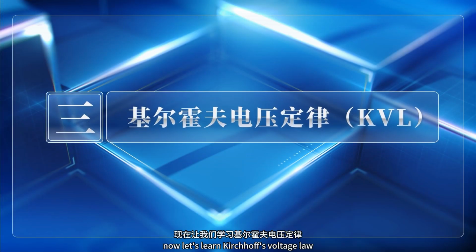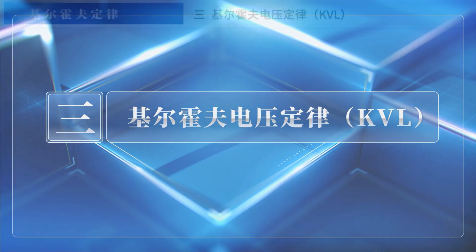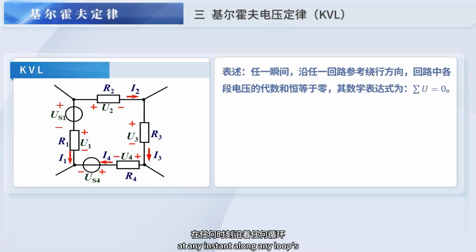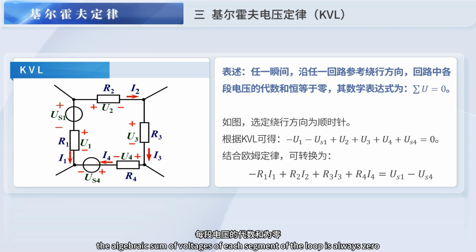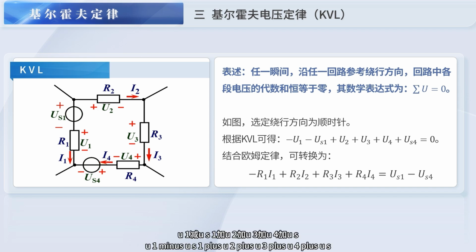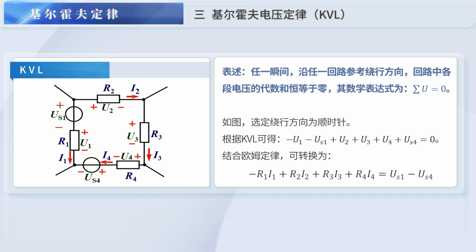Now let's learn Kirchhoff's voltage law. The statement of Kirchhoff's voltage law is: at any instant, along any loop's reference detour direction, the algebraic sum of the voltages of each segment of the loop is always 0. Its mathematical expression is sum U equals 0. As shown in the figure, the selected direction of travel is clockwise. According to Kirchhoff's voltage law, we get the sum of the segment voltages, including the source voltages US1 and US4, equal to 0.